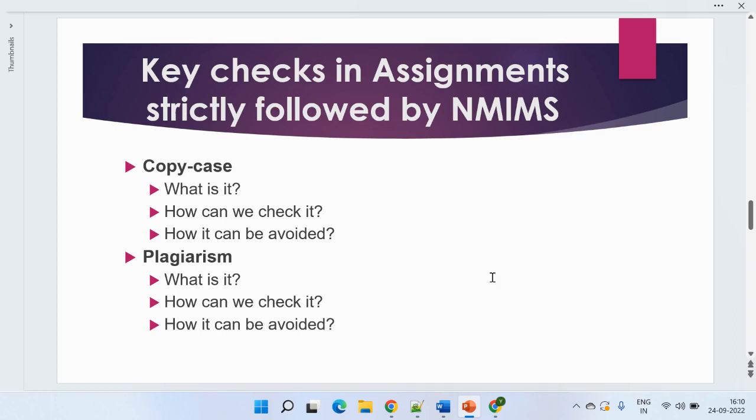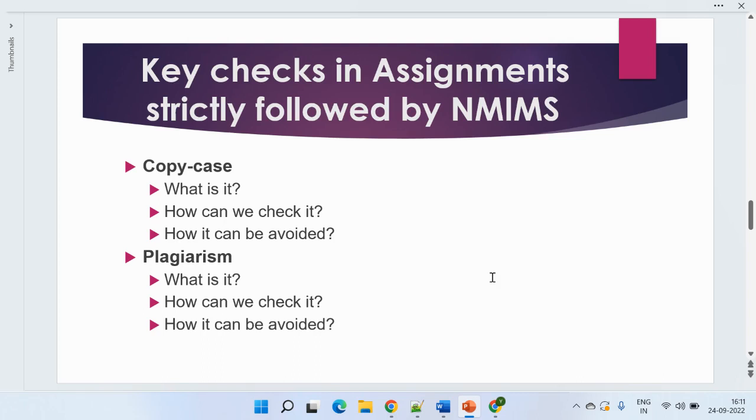How can we check it? There are so many websites and videos already uploaded on how to check plagiarism. You can just refer to that. And how it can be avoided, I have already shared: divide the answers into chunks and evaluate. You can refer to my previous videos where I have shared about plagiarism, how to check it and how it can be avoided. That's very important. So these two are strictly followed.